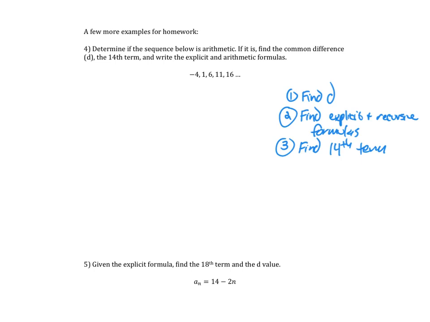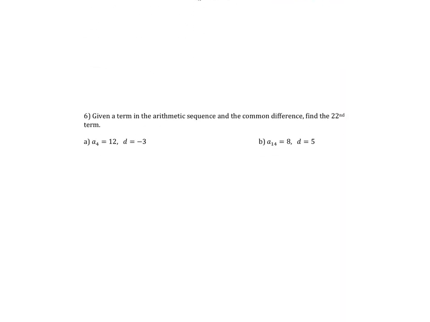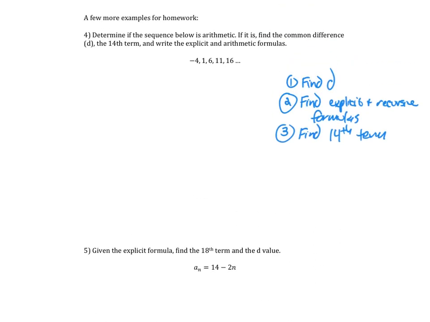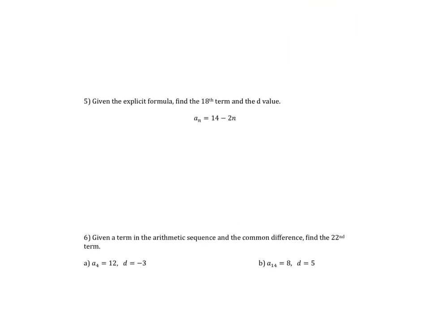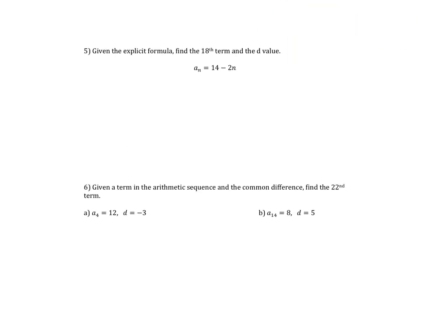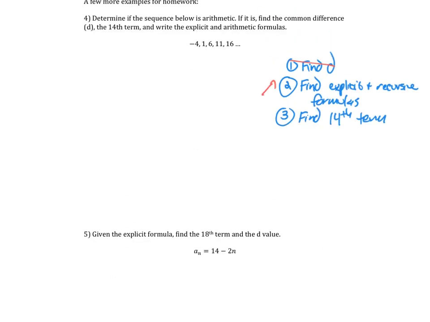5's a little bit quicker. I give you the formula, so that should be fairly simple. Number 6, I give you some information. It will be a little work coming up with a formula, okay? But I do give you the d value, so you don't have to calculate the d value. So if I come back here up to the steps for number 6, I already give you the d value. So you can jump right into step 2, and then step 3, which in this case is finding the 22nd term. So work on those.